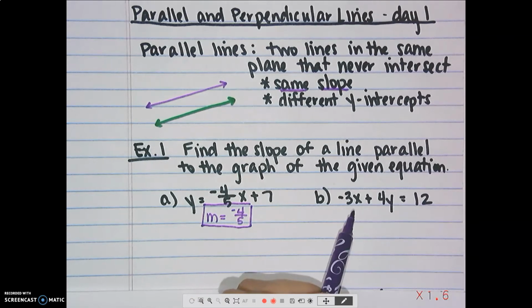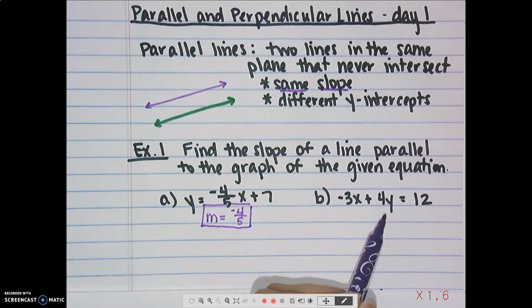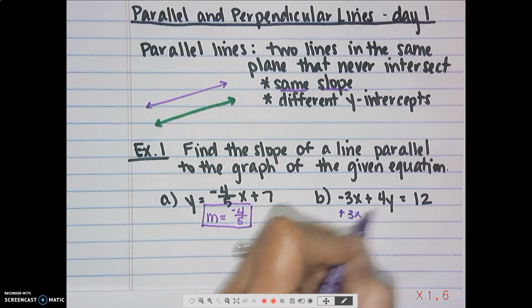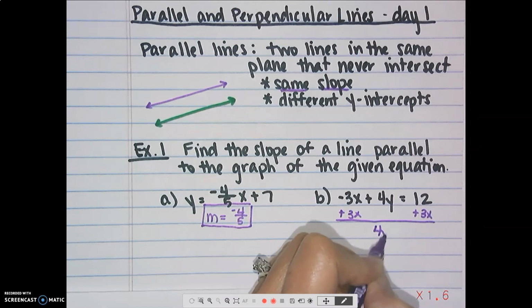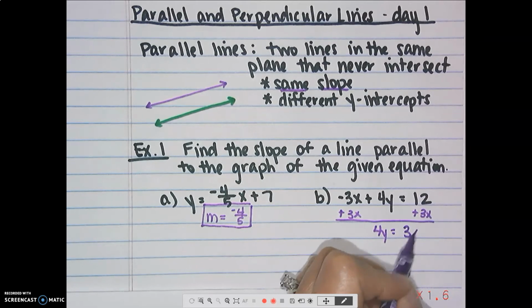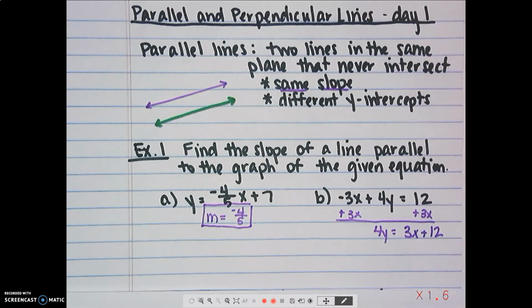Over here, if we have negative 3x plus 4y equals 12, we don't have y by itself, so we can't just figure out what m is right away. We have to do some work. So we have to get y by itself. To do that, we need to move the x's. So that would leave us with 4y equals, these are not like terms, so remember we're trying to get it in y equals mx plus b form, so we're going to put 4y equals 3x plus 12.